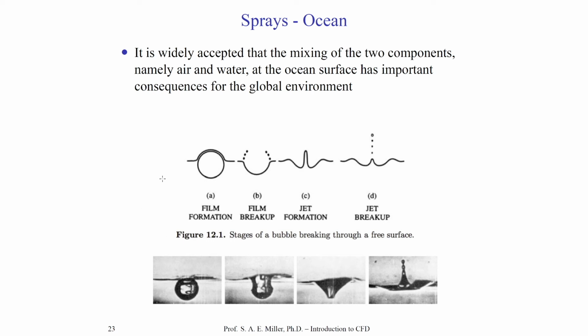So here in this case, we might have a little droplet of water hitting a free surface. It'll create a film, and that film will break up, which causes a jet, and the jet will break up and create this type of misting. You can see this in pictures in the bottom. This is one of many examples of how these ocean sprays, or atomization, if you will, do these little water droplets moving around the ocean to create the ocean sprays.